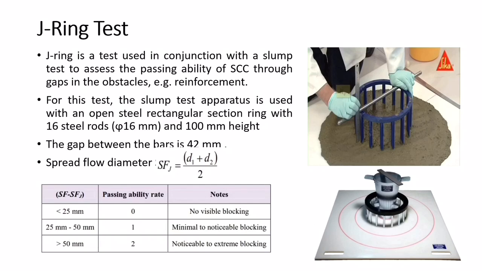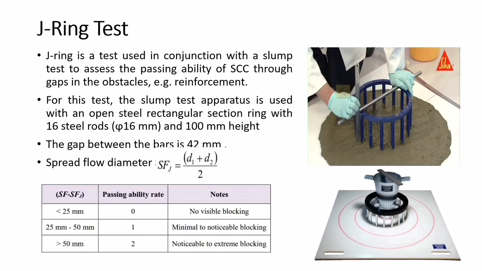The J-ring test is used in conjunction with a slump test to assess the passing ability of SCC through gaps in the obstacles. An example of obstacles is reinforcement. For this test, the slump test apparatus is used with an open steel rectangular section ring with 16 steel rods, 16 mm in diameter and 100 mm in height. The gaps between the bars are 42 mm.